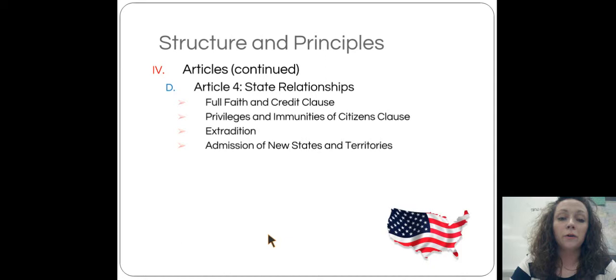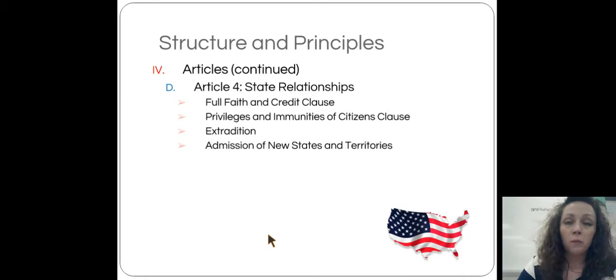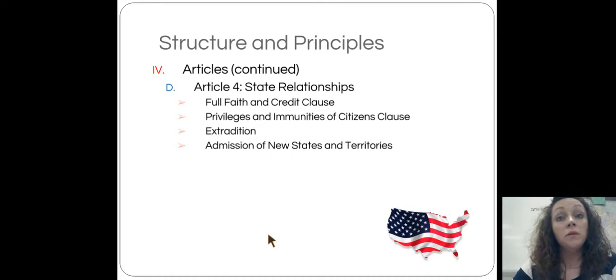And last but not least on Article 4, the admission of new states and territories. Article 4 of the Constitution gives Congress the authority to admit new states and territories. So we've often had this question of whether or not we're ever going to have a 51st state. Well, if we do, it would be up to Congress to admit that new state into our union and add a 51st star. That'd be kind of weird.